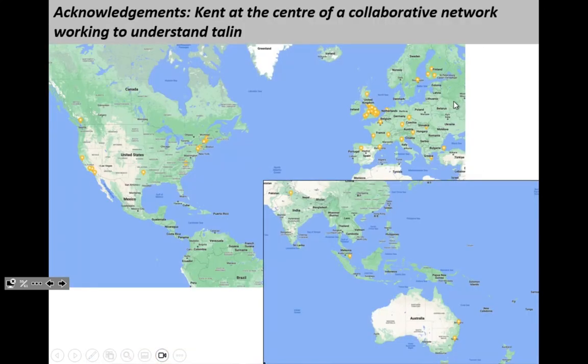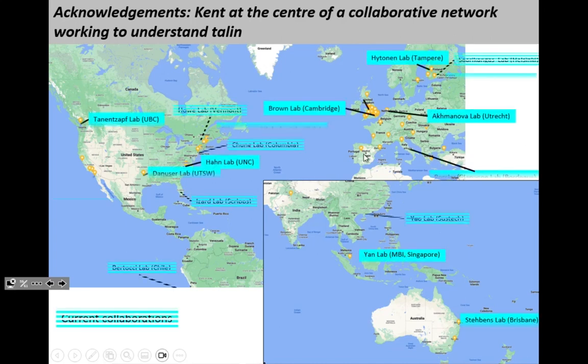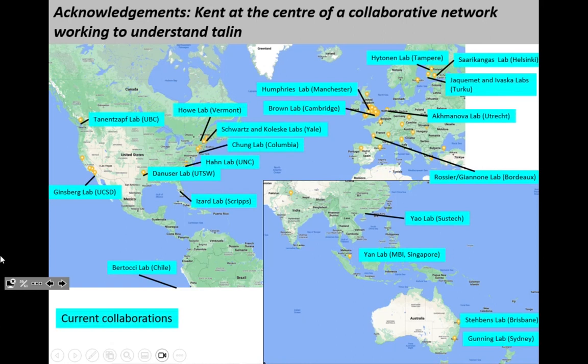And I'd also like to thank the people who do it on the collaborative scale, because I think we've put Kent at the centre of a collaborative network working to understand talin. And this is all the places where we've collaborated. And in particular, I'd like to thank the labs with which we've currently got collaborations where we're writing papers, because it's truly a diverse, international, interdisciplinary way that we're going to answer this and solve exactly what these molecules are doing, and to understand what's going on here.